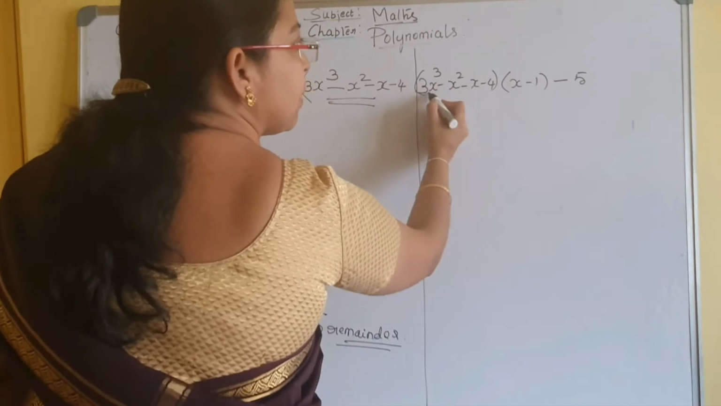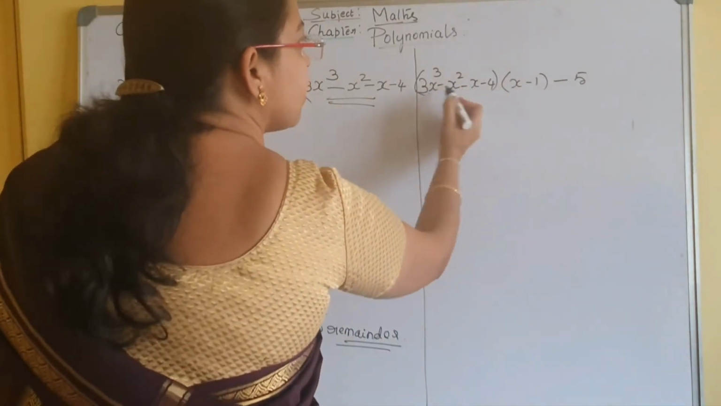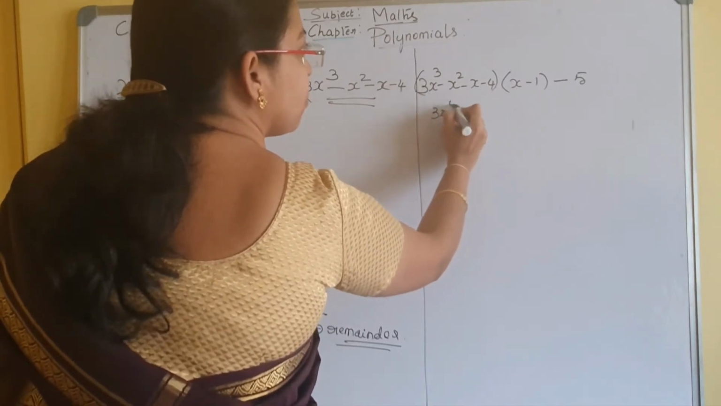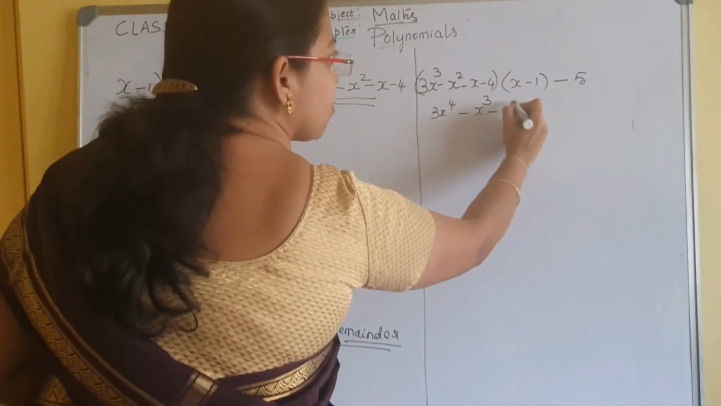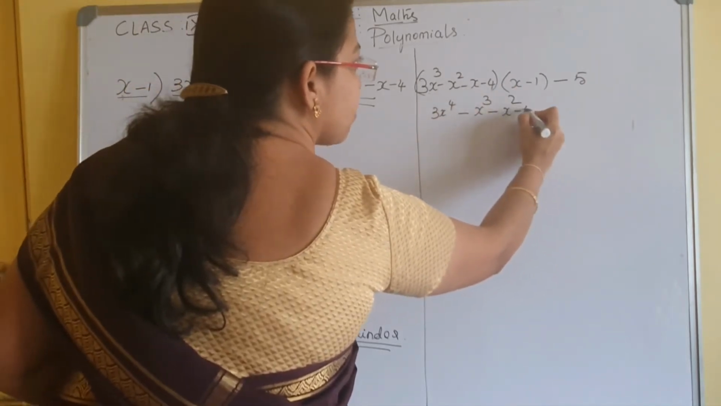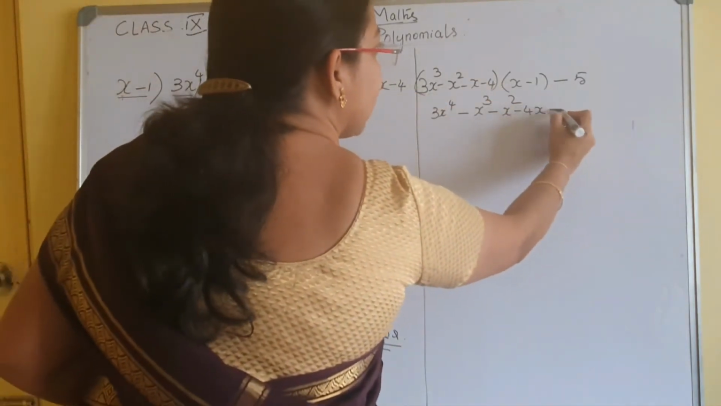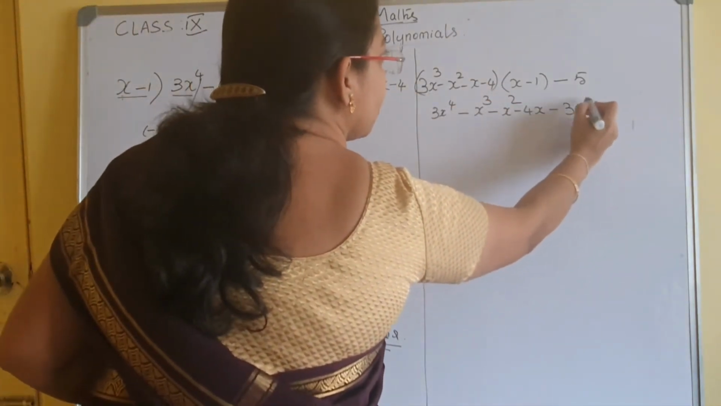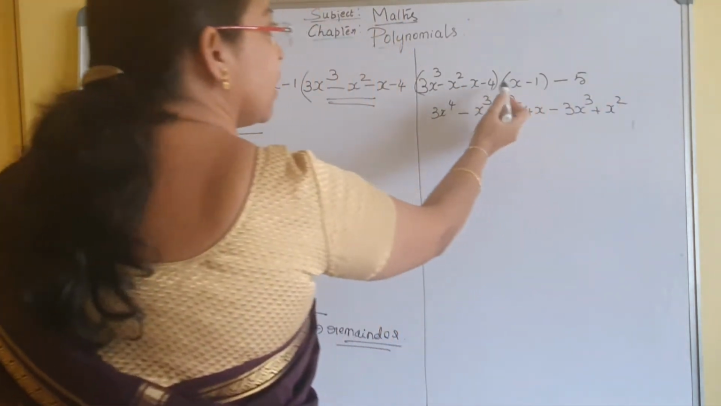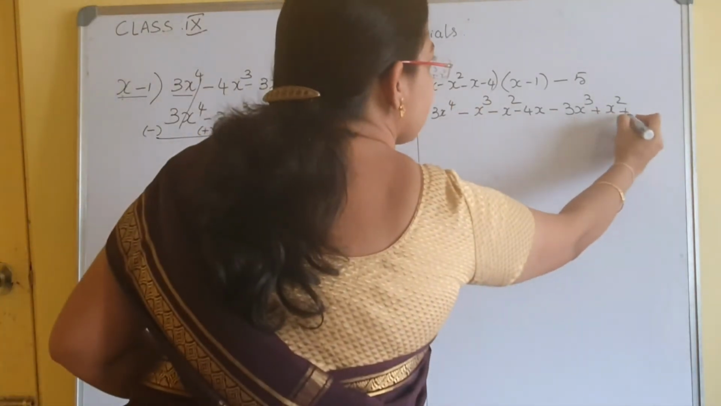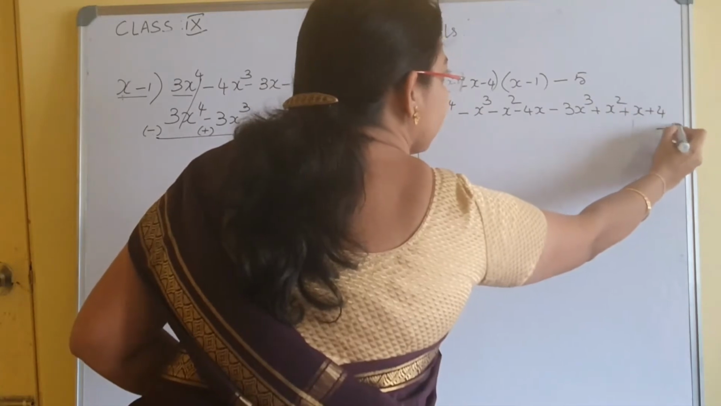So take each term and multiply. You know how to multiply two algebraic expressions. Here it is polynomial. X into 3x cube is 3x to the power of 4, minus x square into x is minus x cube, and then minus x square, then minus 4 into x, minus 4x. Then take minus 1 and multiply the entire terms. Then minus 3x cube, minus 1 into minus x square is plus x square. Then minus 1 into minus x is plus x. Minus 1 into minus 4 is plus 4, with minus 5.